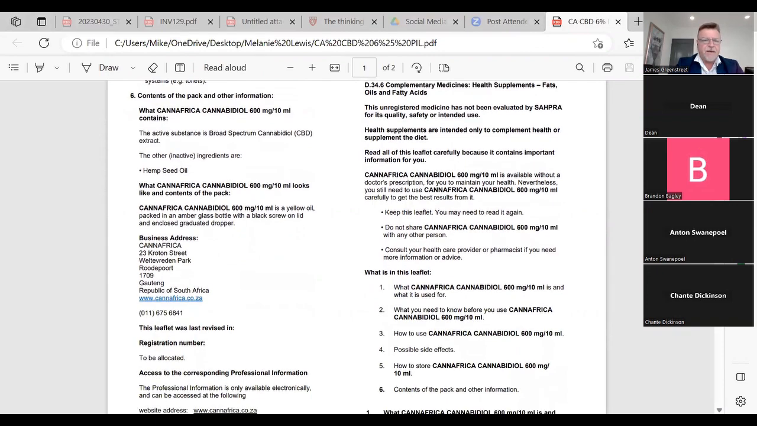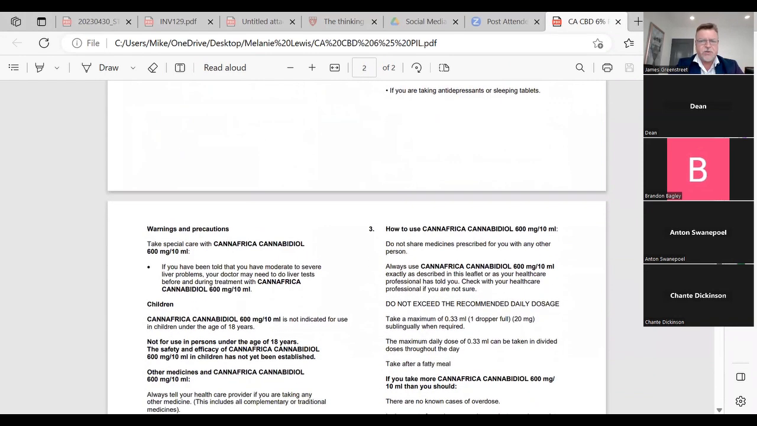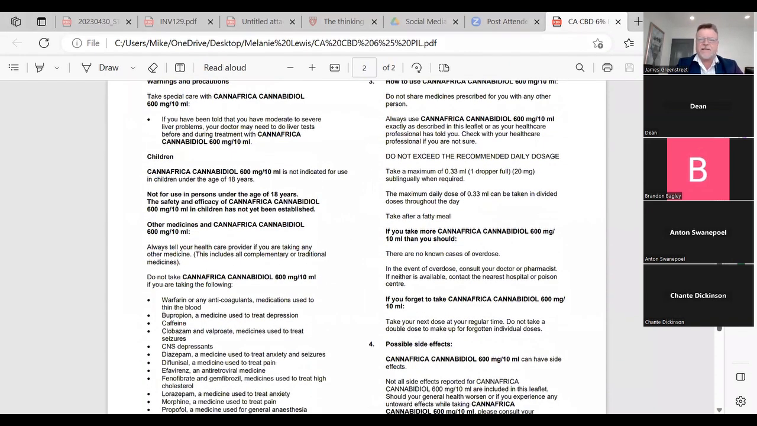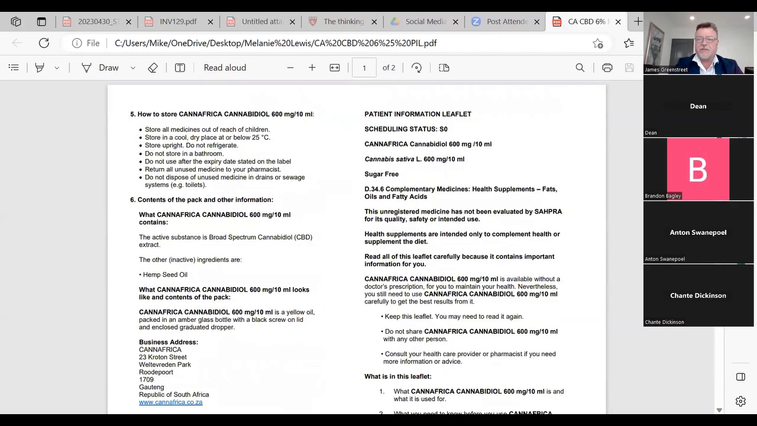This gives an indicator of what the indicators could be. For instance, here, it advises on daily dosage, particularly on this one, it's a maximum of 1 dropper full, which will give you the 20 milligrams. Sublingually is the delivery system. Sublingually means that this is taken under the tongue. And so we have several for the CBD products, and then obviously we have the THC patient information leaflet.